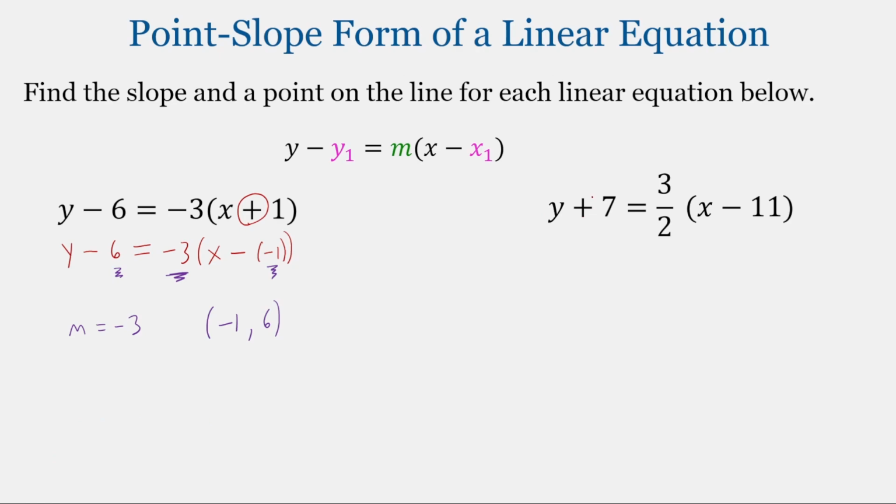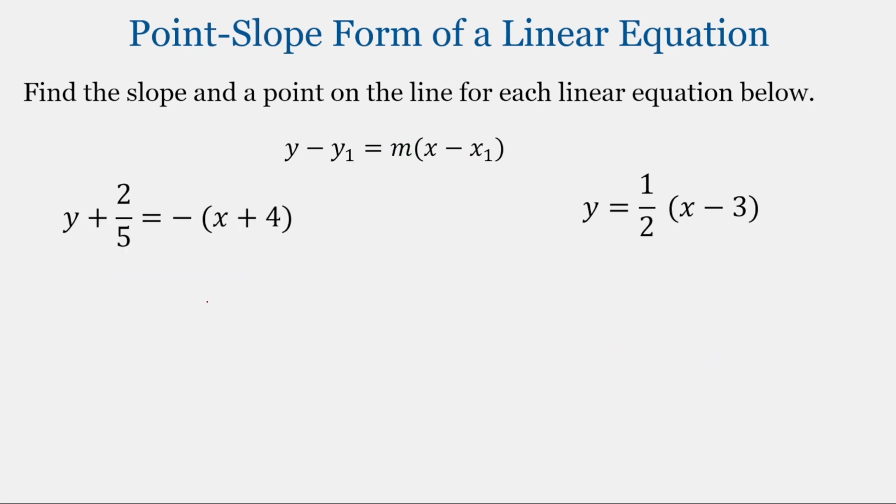So now with the second equation, here we have y plus 7. Converting this to subtraction, we'll have y minus negative 7. Y minus a negative 7 is the same as y plus 7. This is equal to 3/2 x minus 11. So from this, we have a slope of 3/2, and with our point, we have an x value of 11 and a y value of negative 7. So this line has a slope of 3/2, and it passes through the point 11, negative 7.